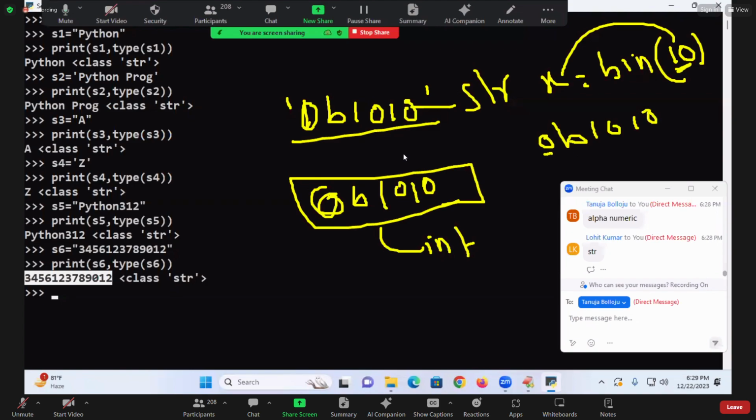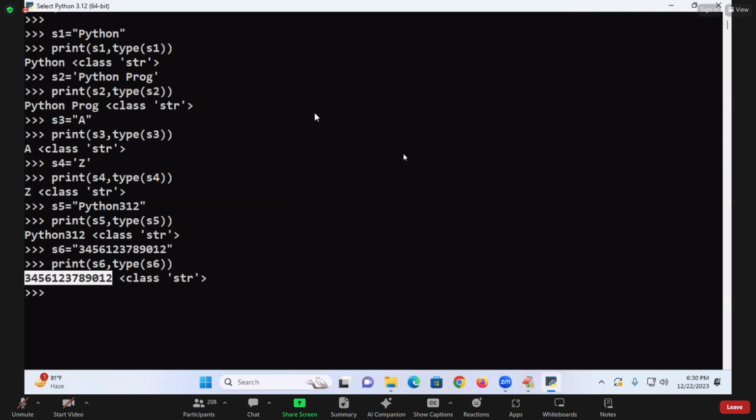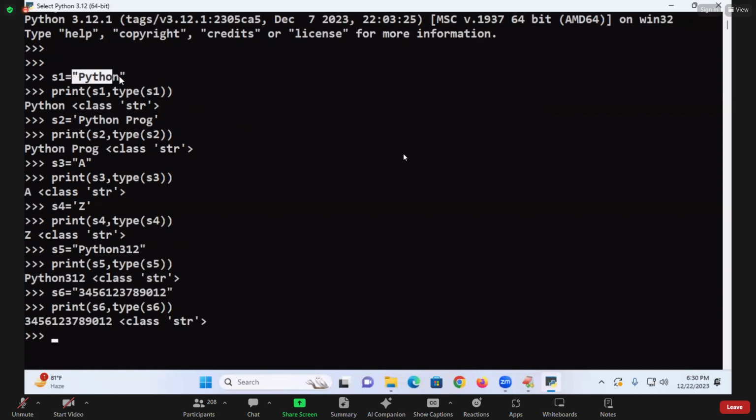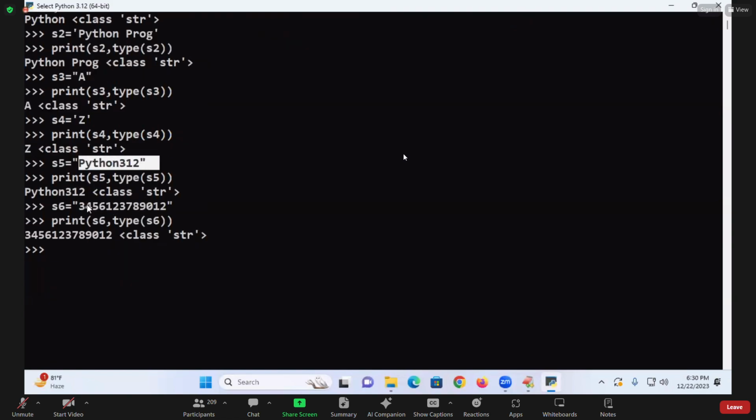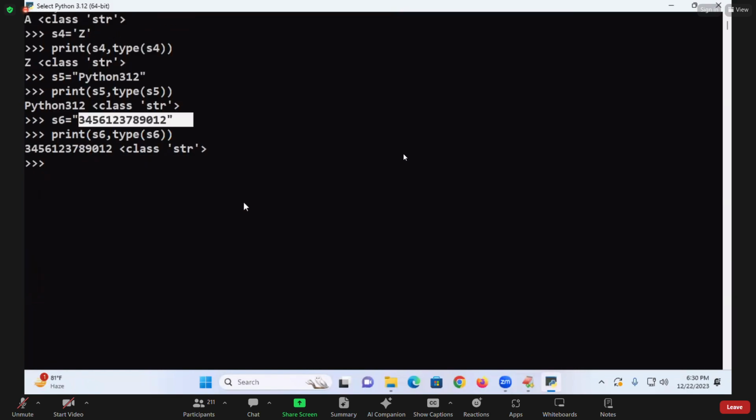It is a collection of digits with some alphabet. Definitely it is known as what? String. Digits with alphabets is called alphanumeric. So it is known as STR here. Are you getting? So coming back to the point, what is the definition of string now? A string is a collection of characters or a single character or alphanumerics or numerics enclosed either within single quotes or double quotes is called a string. Good.